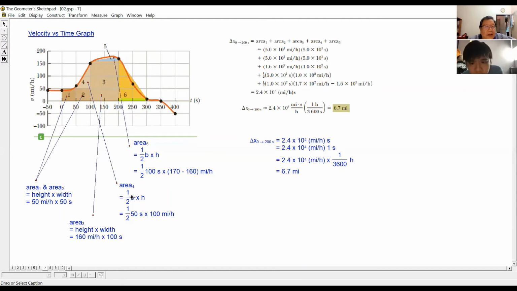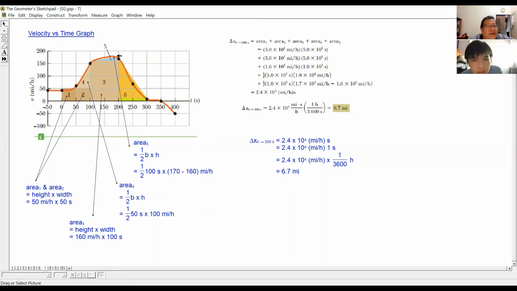So another one, area number 4. Area number 4 here is in the form of a triangle, and we use half base times height. What is the base here? 50 to 100, so the base is 50. Then what is the height? From 50 to 150, so 100. That's why you have this number 100 here. So it's half times 50 times 100. Then this is area number 4.